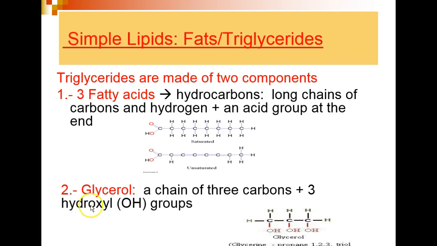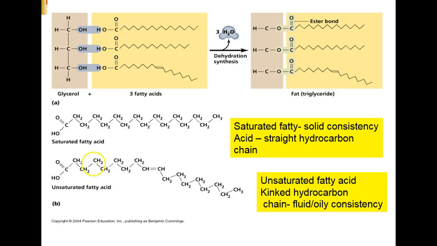Glycerol is a three-carbon compound with a hydroxyl group attached to each of the three carbons. So triglycerides are made of three fatty acids and one glycerol molecule. In triglyceride dehydration synthesis, a glycerol molecule covalently bonds each of its carbons to one of three fatty acids, creating a triglyceride.